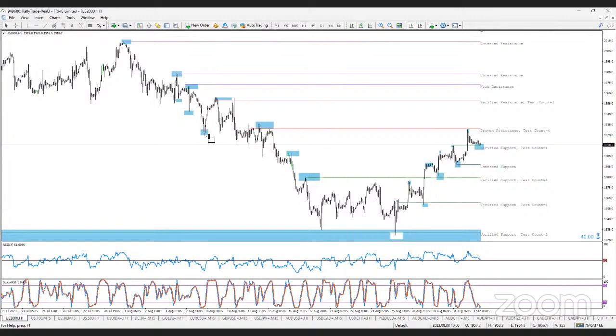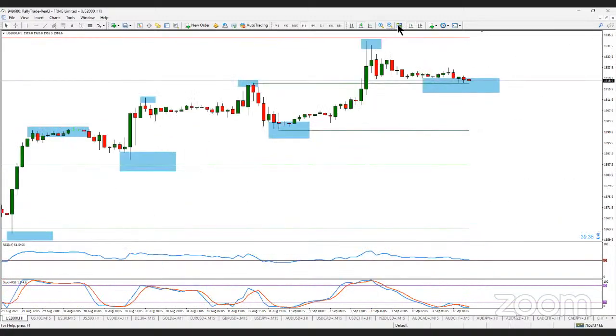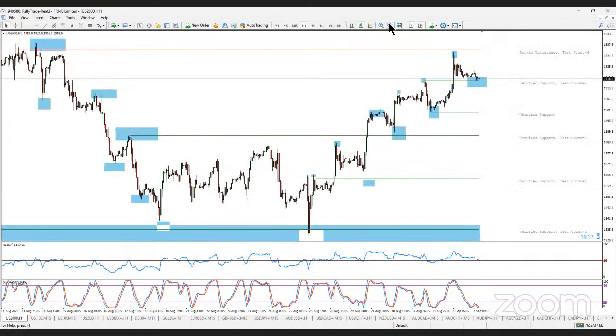Zoom out so that you can see it clearly. Sometimes you just need to zoom out. We can see it, can't we? So in a downtrend, you should be looking out for sells. In an uptrend, you should be looking out for what? For buys.